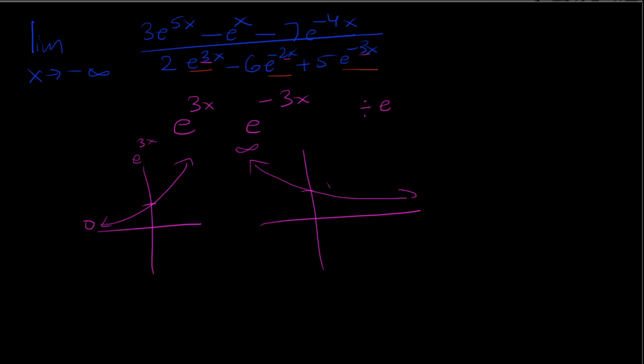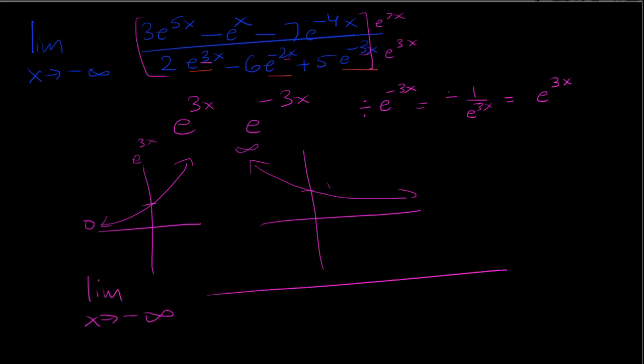So divide by e^(-3x), which is really the same thing as dividing by 1 over e^(3x), which is really multiplying by e^(3x). So I'm going to multiply top and bottom by e^(3x). So I have my limit as x approaches negative infinity. I'm going to distribute out the e^(3x).